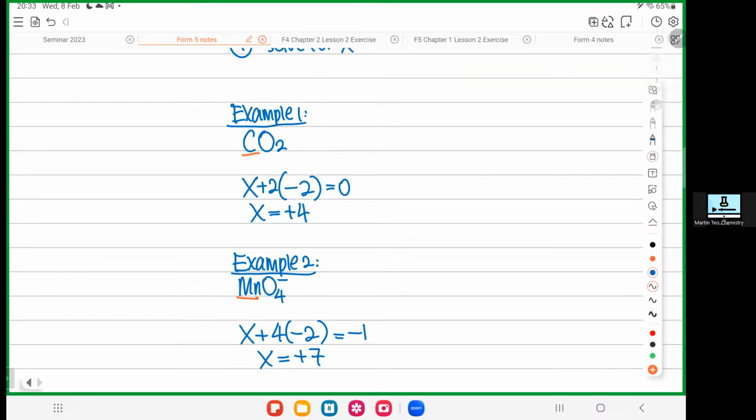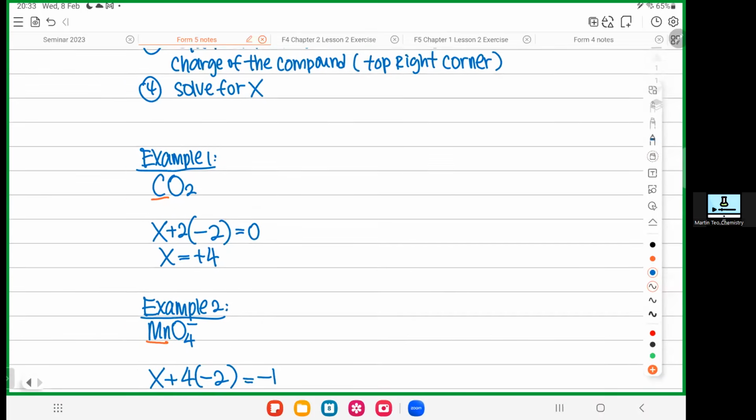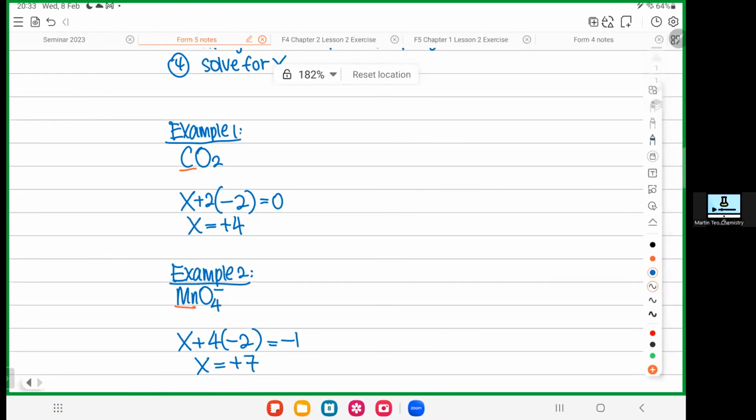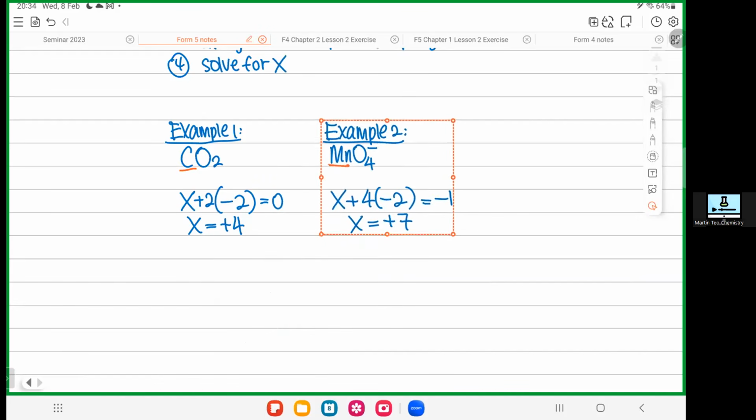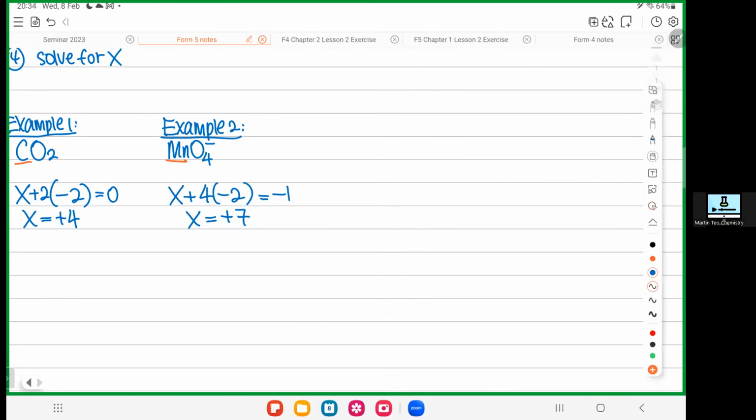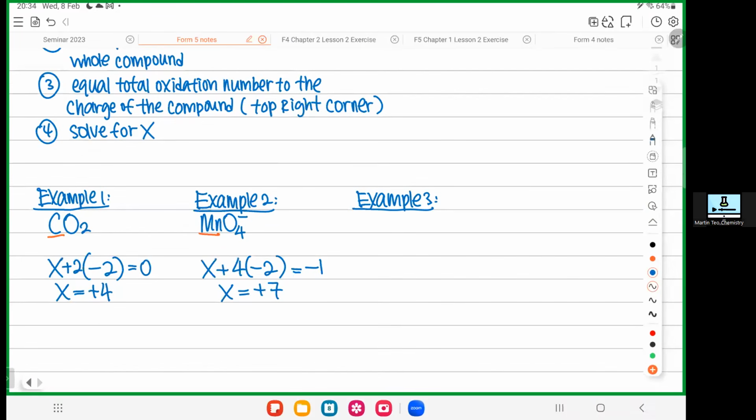Okay, so now let me try maybe 2 more examples with you. Maybe I show you another 2 more examples here. Right, this is example 1, example 2. Okay, let's go for one more. Example number 3. What if I make the whole thing look a little bit more different?